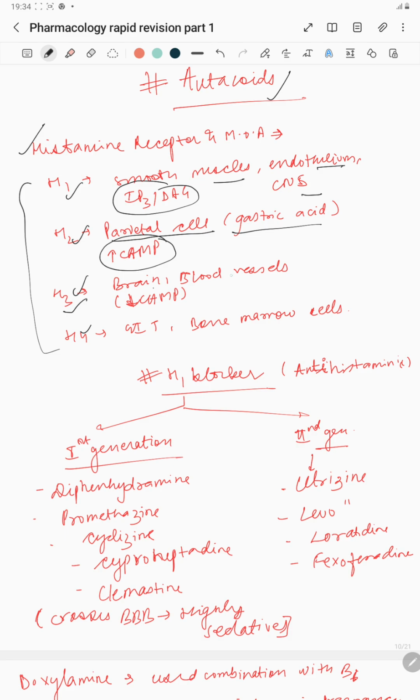H3 in brain, blood vessels, which act by decreasing cyclic AMP. H4 receptors in GIT and bone marrow cells.